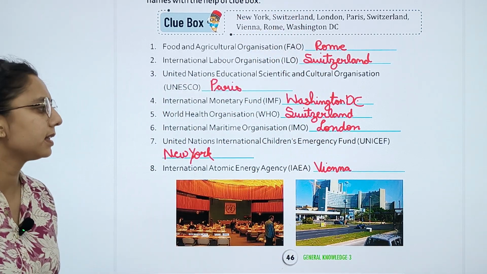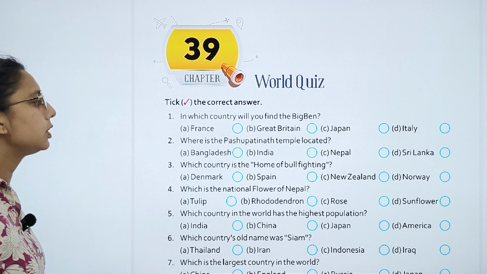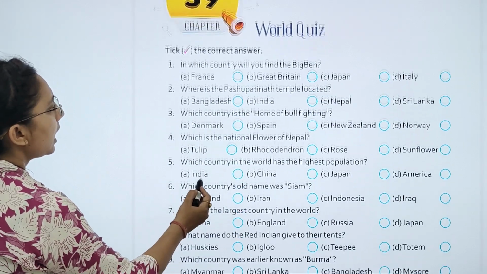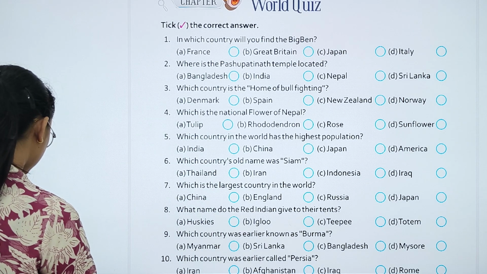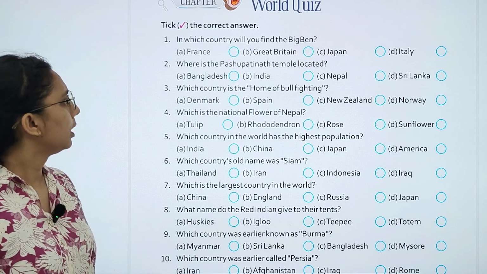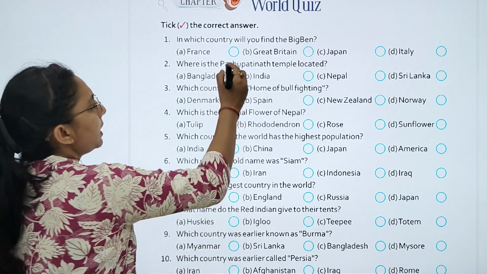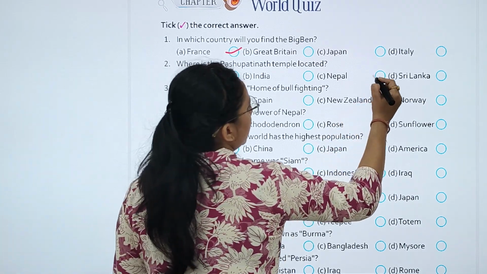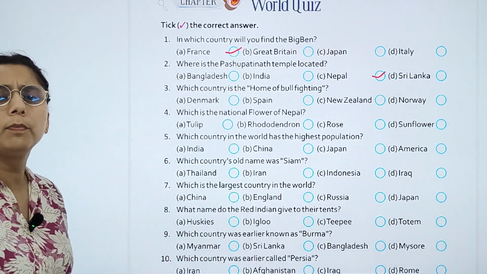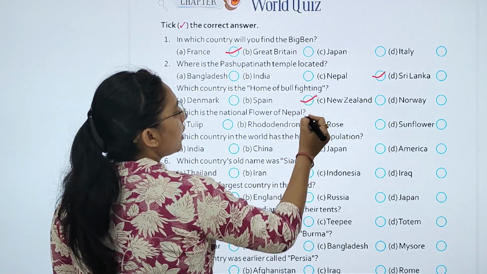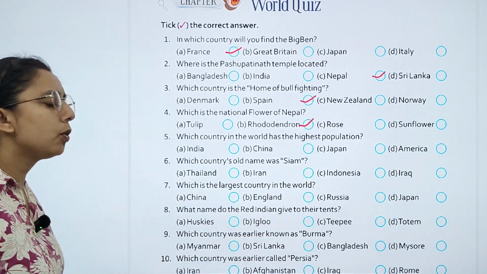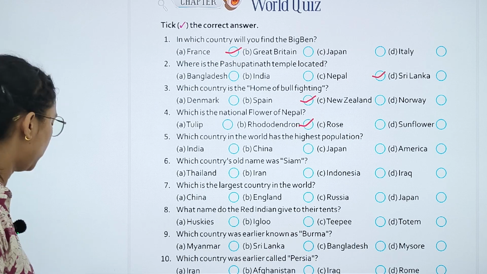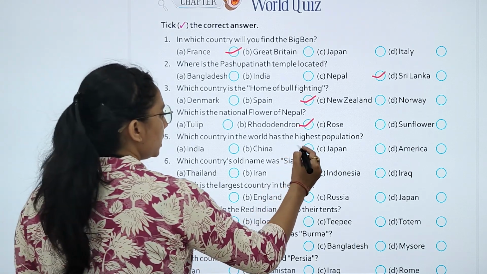Now let's move to the next chapter, that is the last chapter of this unit, World Quiz. Right? Chapter number 39, you have to tick the mark. First is which country will you find Big Ben in? That is France. पशुपति का temple कहाँ located है? That is Nepal. Right? Home of bullfighting, Spain. Flower of Nepal, that is rhododendron. Right? Which country of the world has the highest population? China की आपकी highest population है.